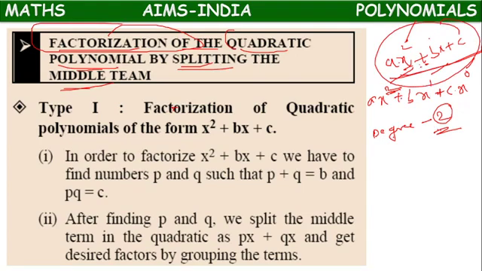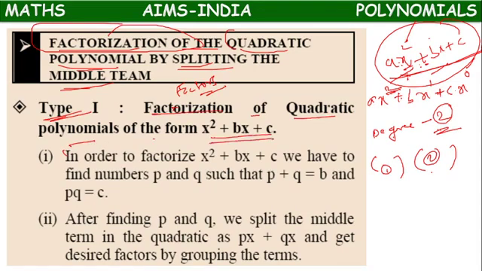For this quadratic polynomial, we are going to find factors, means we are going to write the quadratic polynomial as a product of factors, factor 1, factor 2. That we are going to learn today. So here type 1, factorization of quadratic polynomials of the form x square plus bx plus c.